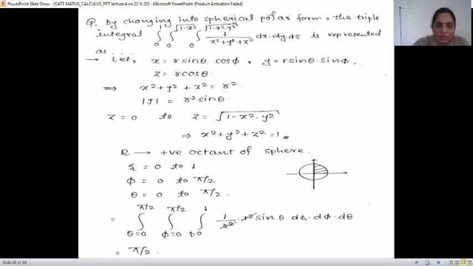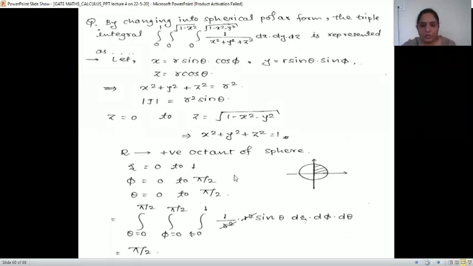So first, these are limits of z. So z is 0 to z is root 1 minus this. That is nothing but x square plus y square plus z square equals 1, which is a sphere with center at 0 and radius 1, right? So for the positive octant, the triple integral, by changing it into spherical polar, we are just taking only one octant, as there are 8 parts we know. The positive octant, where r is from 0 to 1, theta is 0 to pi by 2 and phi is also 0 to pi by 2.